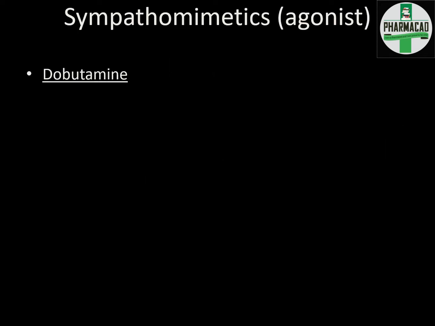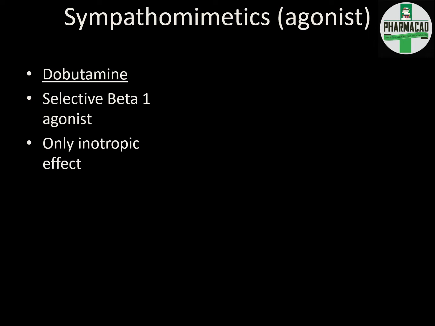The first part of sympathomimetics is agonist, especially beta 1 selective agonist. So dobutamine is a beta 1 selective adrenergic agonist. Now it shows only inotropic effect. What do we mean by inotropic? It increases force of contraction of heart, not the number of heartbeats, that is rate of heart.